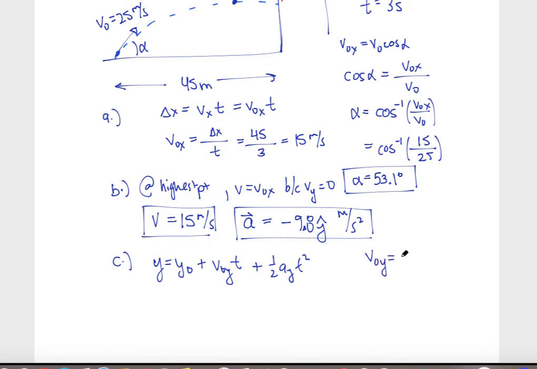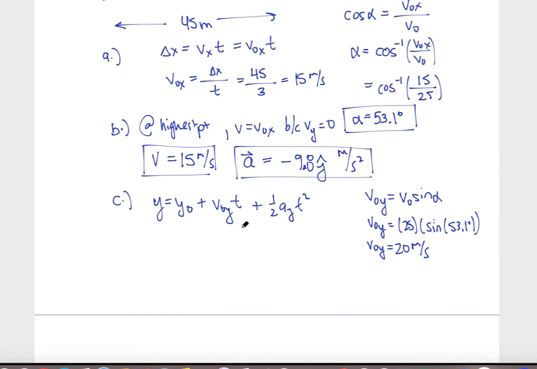So v naught y is given to be v naught times the sine of alpha. So go ahead and calculate v naught y by doing 25 times the sine of the alpha we found, which is 53.1 degrees. And so v naught y will end up being about 20 meters per second. It's 19.99, so I'm going to go ahead and round that to 20.